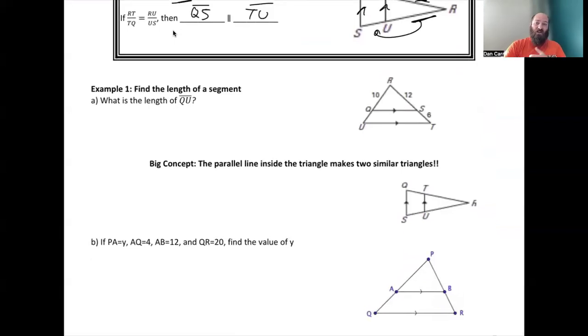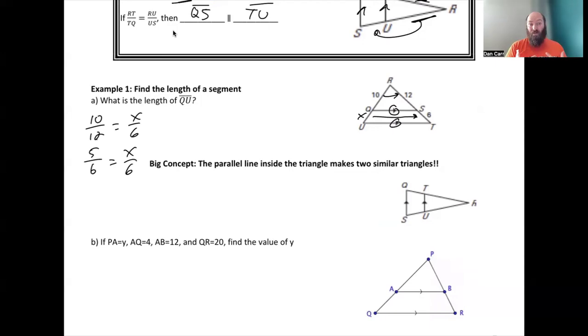Our first example was the length of QU here. I'll put a little X right there in that spot. Based on this diagram, it doesn't fully matter how I do this because since I have parallel lines here, I can do 10 over 12 equals X over 6. If you want to divide out 10 and 12 to smaller numbers, go for it. Divide by 10, divide by 2, I get 5, and then divide by 2, I get 6.